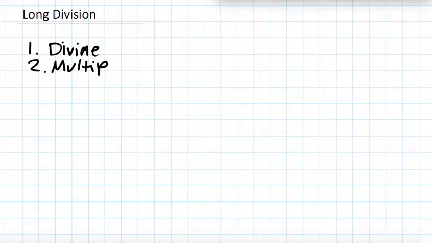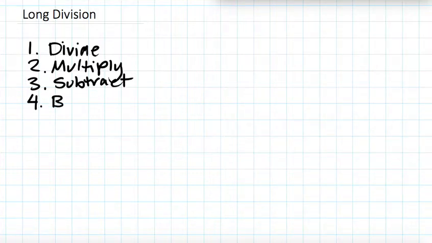In this video, we're going to look at polynomial long division. And so we're going to start by reminding ourselves of how to do long division with numbers that you learned probably back around 6th grade or so. So the steps for a long division problem are: step 1, divide. Step 2 is to multiply. Step 3 is to subtract. And step 4 is to bring down.